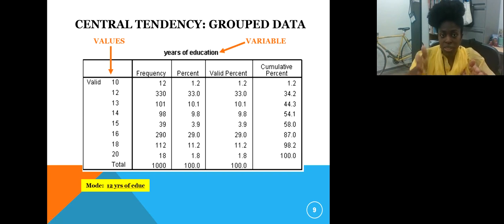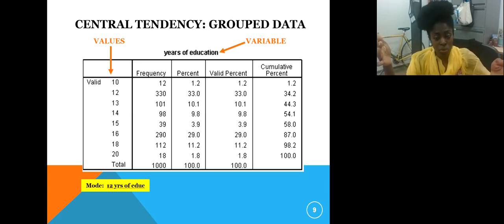13, 14, 15, 16, 17. So at 13, we're now at 12 years of education. At 14, we're still at 12. At 15, we're still at 12. We're still at 12 until we get through the 330 people that said I have 12 years of education, right? We just got through the 12 people. Now we need to get through the 330 people. Once we get through 330 people, how many people will we have gotten through?